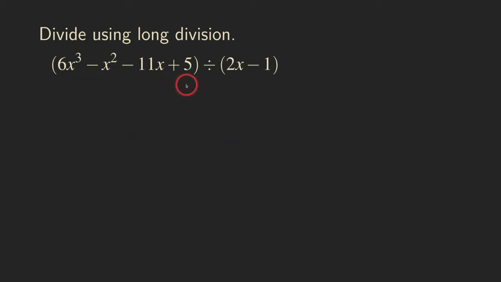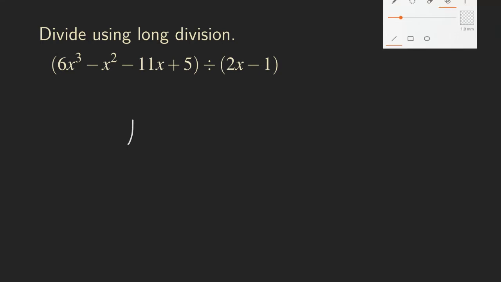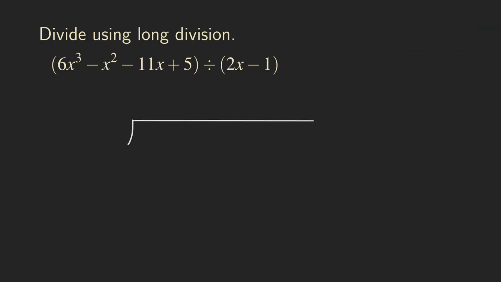We have this polynomial. It's a third degree polynomial divided by a first degree binomial. So let's do that. The way that we set up is that we are going to set up the division house right here. Let's just draw the division house first, and then we have a line right here.